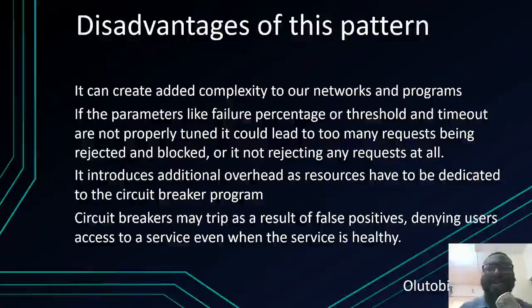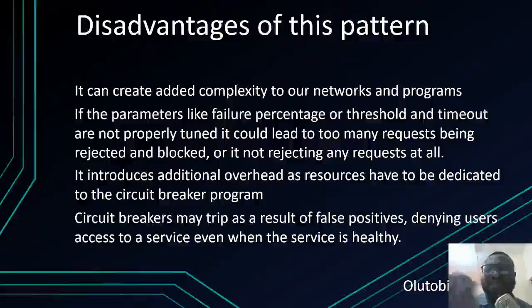Then, if the parameters like the failure percentage or threshold and timeout are not properly tuned, it could lead to too many requests being rejected or blocked, or the circuit breaker might not reject any request at all. So what does this mean? If the timeout is not properly tuned or the failure percentage is not properly tuned, it could make too many requests get rejected because now the circuit breaker is not going to function as it's supposed to, and it's going to trip into the open state too early, or it's going to trip into the open state too late.